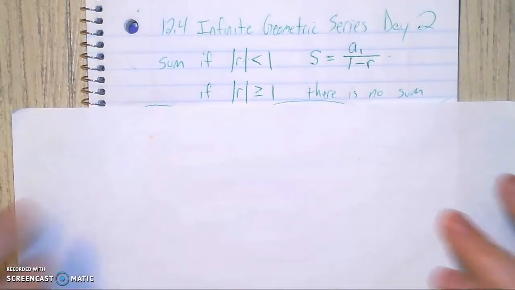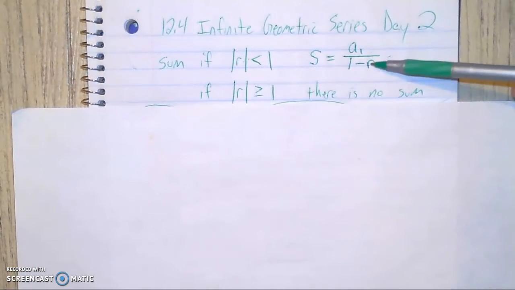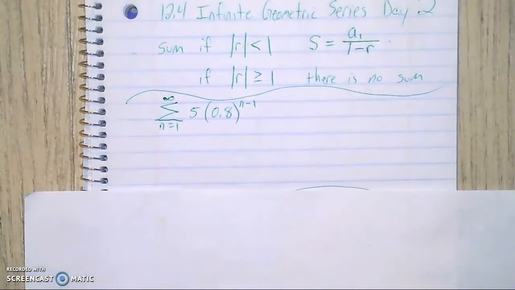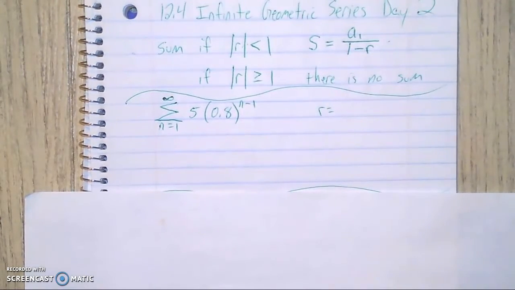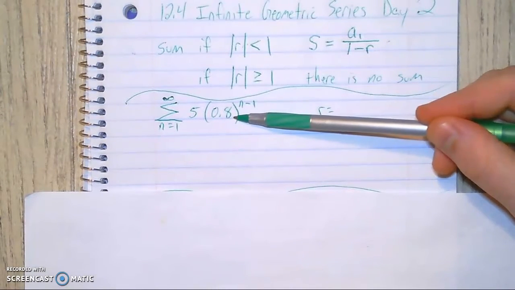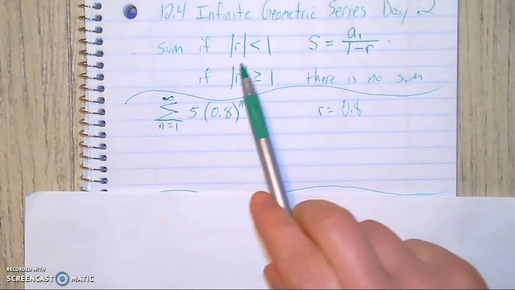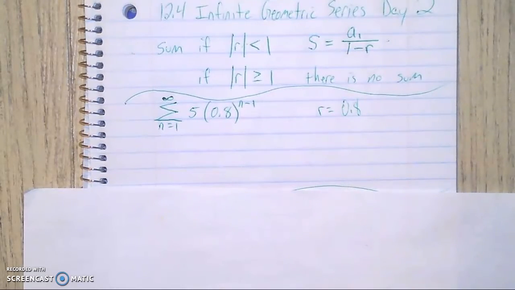So let's go ahead and try our first example, noting that in the formula, the two things that matter are the first term and the common ratio. If we know those two things, we're in business. So first example, the sum from n equals 1 to infinity of 5 times 0.8 to the n minus 1. First thing we're going to identify, what is the common ratio? Well, the common ratio is what you multiply by over and over. That's the base of the exponent, that's our common ratio, it's 0.8. Now I check, and because 0.8, absolute value, is less than 1, I'm going to use this formula. There is going to be a sum for this.